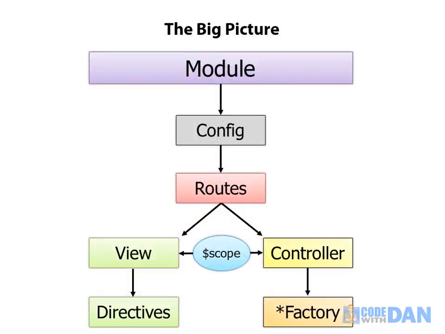So here's a look at the big picture diagram one more time, and we're going to be seeing this throughout the course as I introduce the different modules. But we have a module at the top which acts as a container. It can then be used to configure routes. Routes associate a view with a controller, and then we do data binding between those two using the scope. A controller can get data from a factory or service, and then we do data binding, filtering, and things through directives and filters.